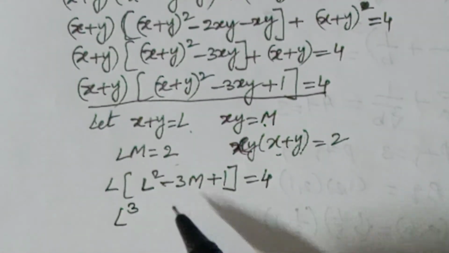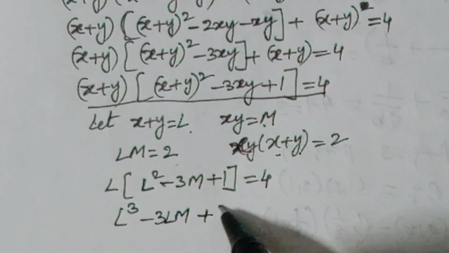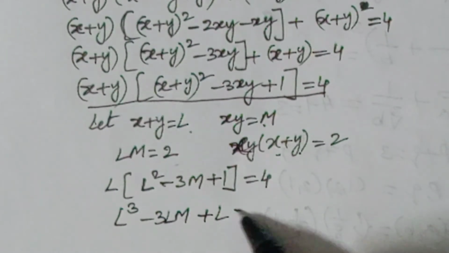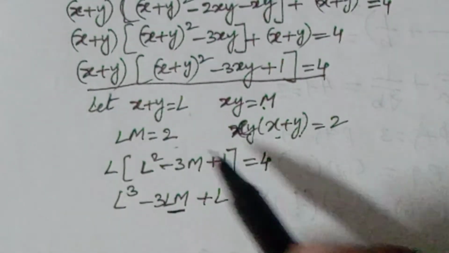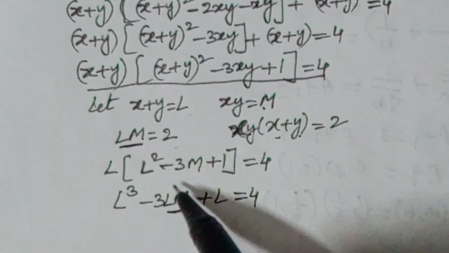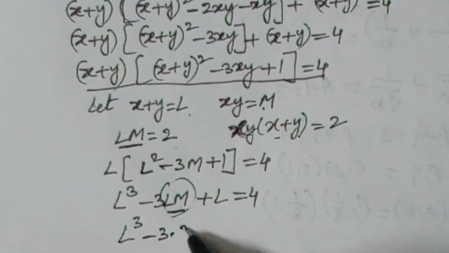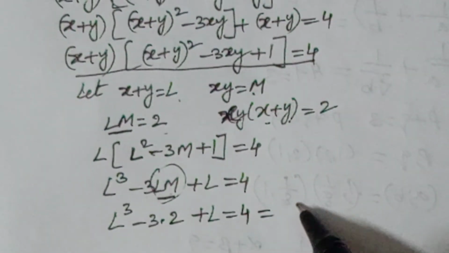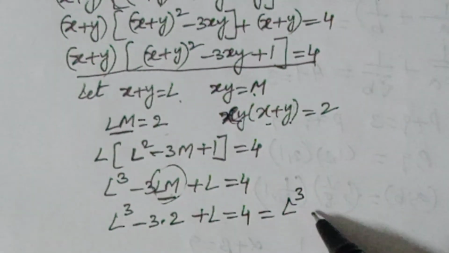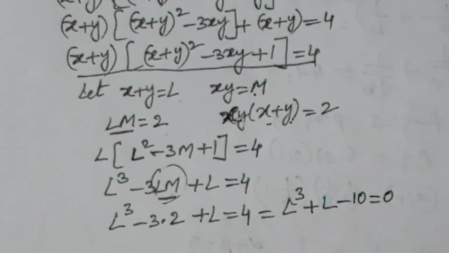So here you will get L cube minus 3Lm plus L is equal to 4. So here Lm value is 2. Already Lm value is 2. Substitute here 2. So what will we get? L cube minus 3 into 2 plus L is equal to 4. So this you can get as L cube plus L minus 10 equal to 0.